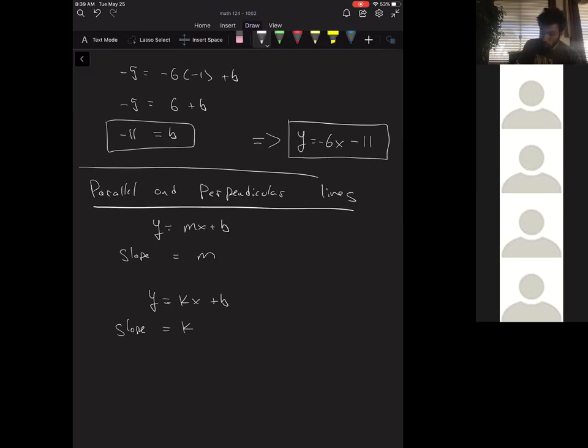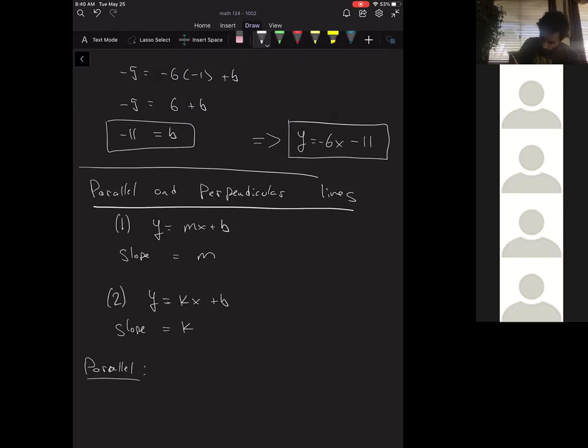So the slope of the top line is m. The slope of this one, let's just put dots here. So we have these two lines. The slope of the top line is m, and the slope of the bottom line is going to be k. So what does it mean for them to be parallel? Let's number these, so let's say this is line 1, the top one, and this one's going to be line 2.